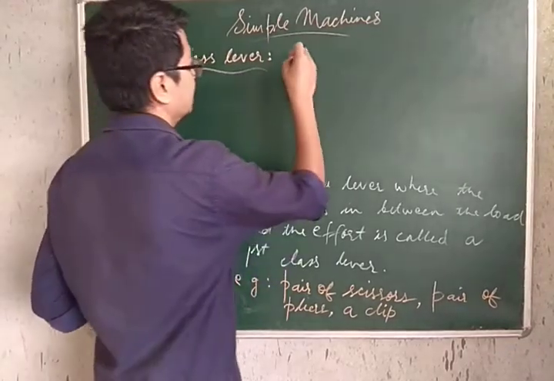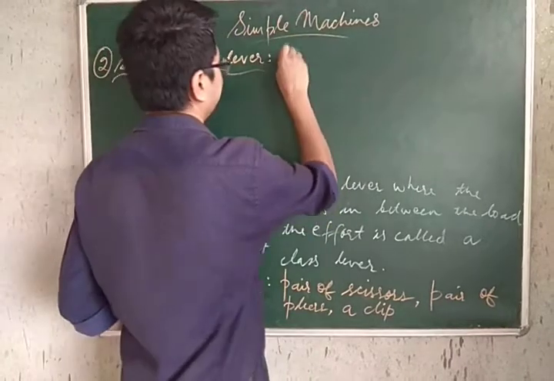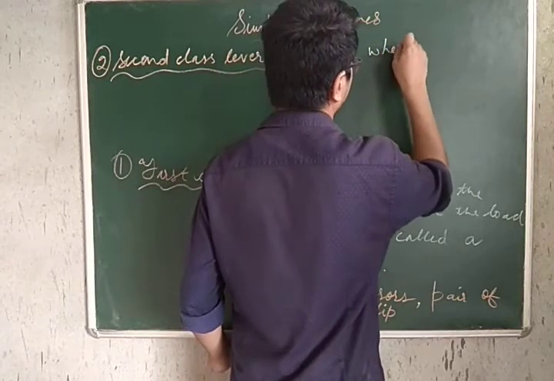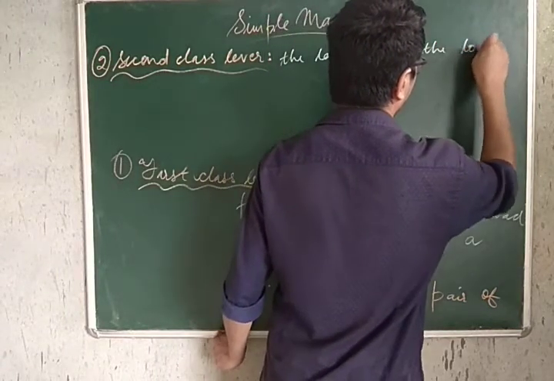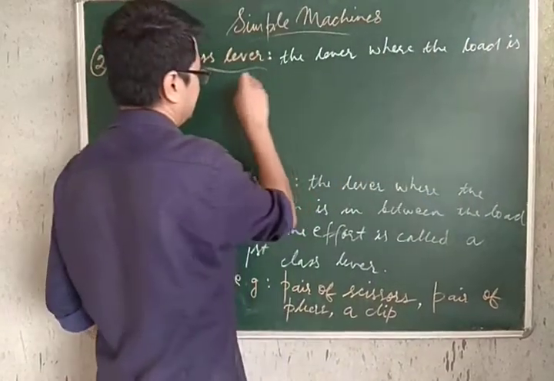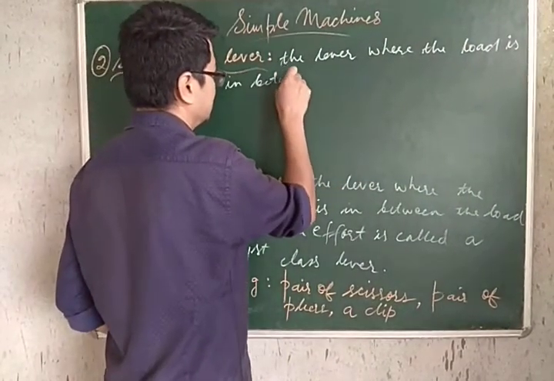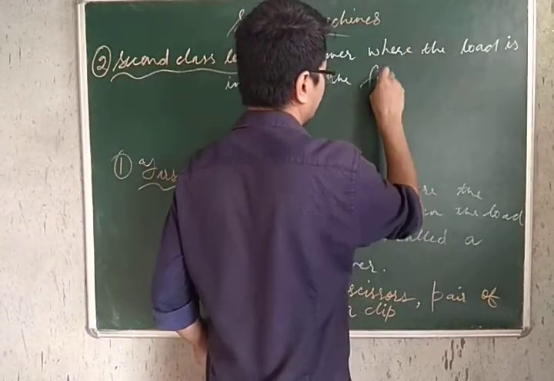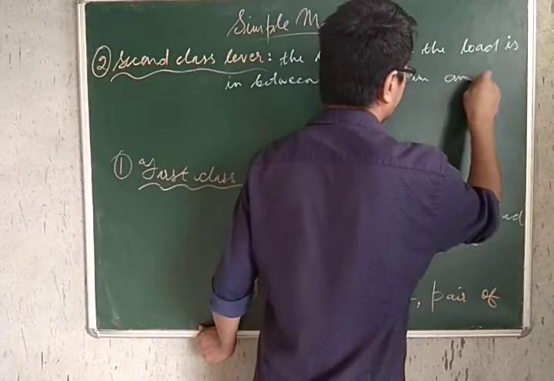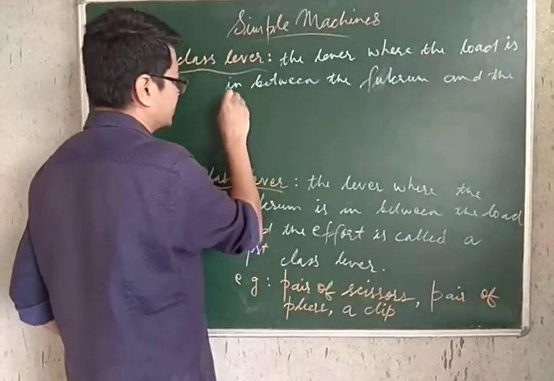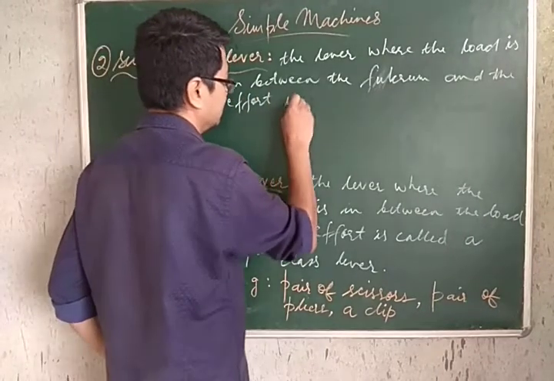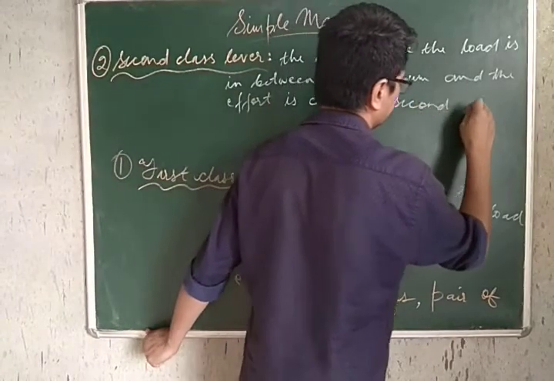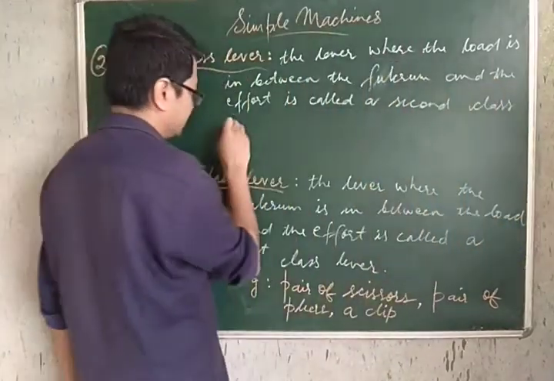How do you define this? A lever where the load is in between the fulcrum and the effort is what is called a second class lever.